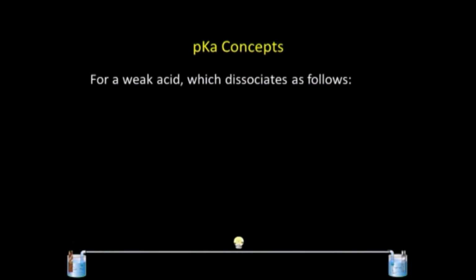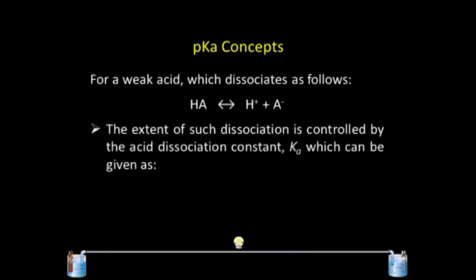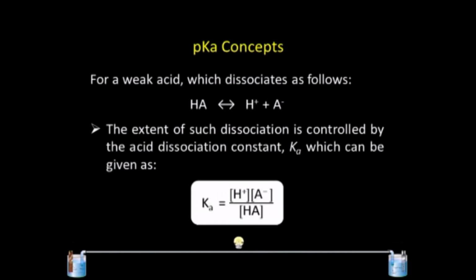For a weak acid which dissociates as follows, HA is giving hydrogen ions plus A minus, and the extent of such dissociation is controlled by the acid dissociation constant Ka, which can be given as Ka is equal to hydrogen ion concentration multiplied by A minus divided by the concentration of HA.